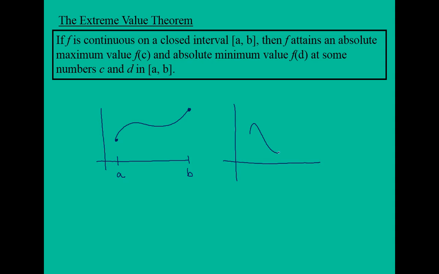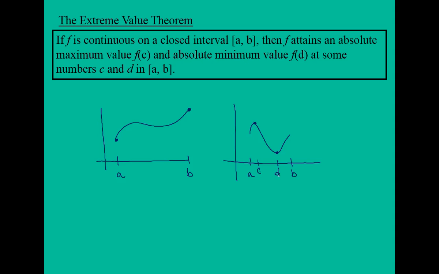If we had a different function, let's say something like this, here we can see it has an absolute maximum value at c and an absolute minimum value at d.